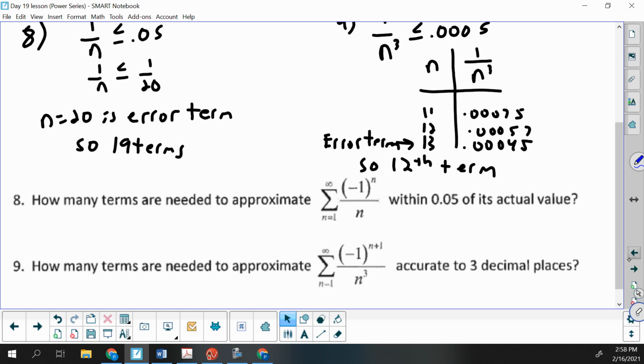Now in both of these, just be careful to make sure they have 1 on the bottom. Because if it says how many terms, like let's say we were doing number 9, and we found that the error term was n is 13. So the term we want to go to is n is 12. Well, if it had had an n equals 0 on the bottom, then that would be an extra term that we'd have to do. So just be on the lookout for that. That can be one thing to make it just slightly trickier.